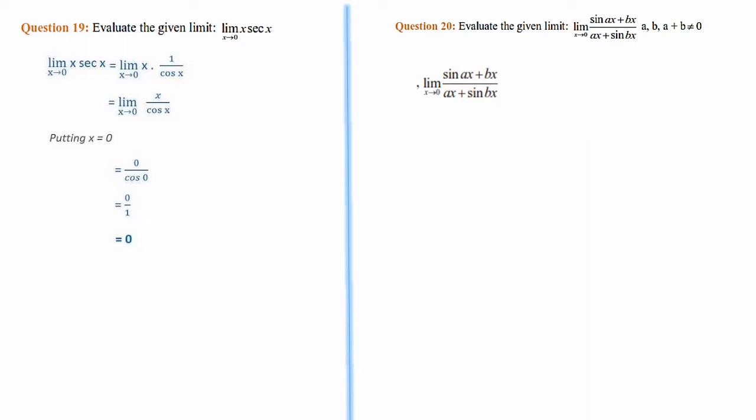So we know the formula, that is sin x by x. Here instead of x, ax is there. So we have to change this format as sin ax by ax, and this one we have to change as sin bx by bx.